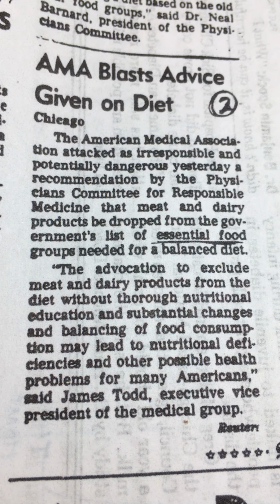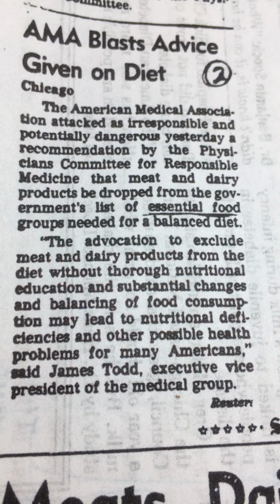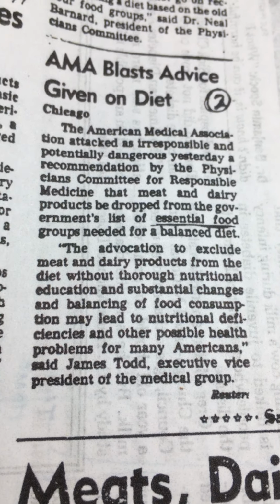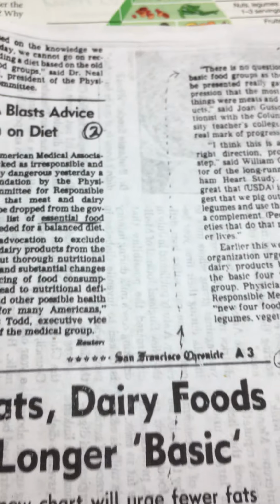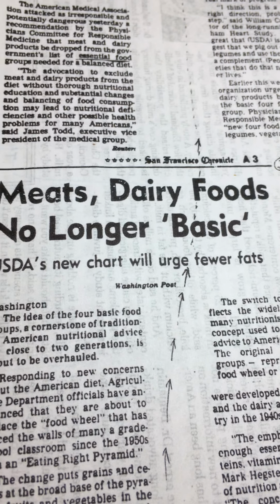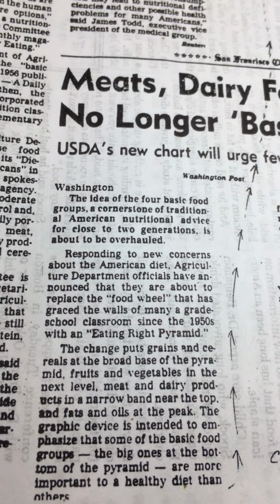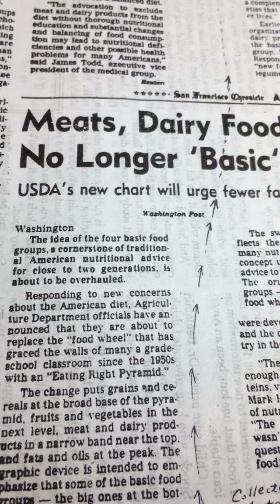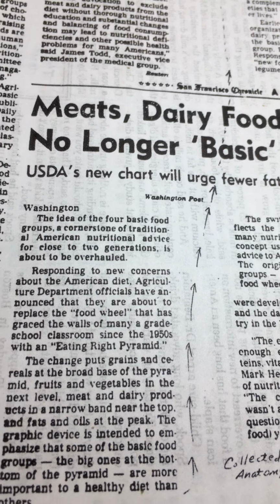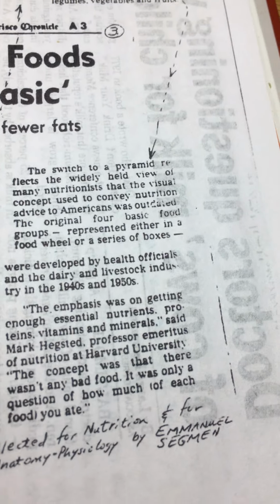And so the idea here is that the AMA is objecting to something that could be considered actually, how would I say, meat-free or vegetarian. So as you read on, meats and dairy foods no longer basic. So that's an important outcome. Ultimately, the USDA creates a new chart and urges fewer fats and other types of things. But ultimately, you can read through this.